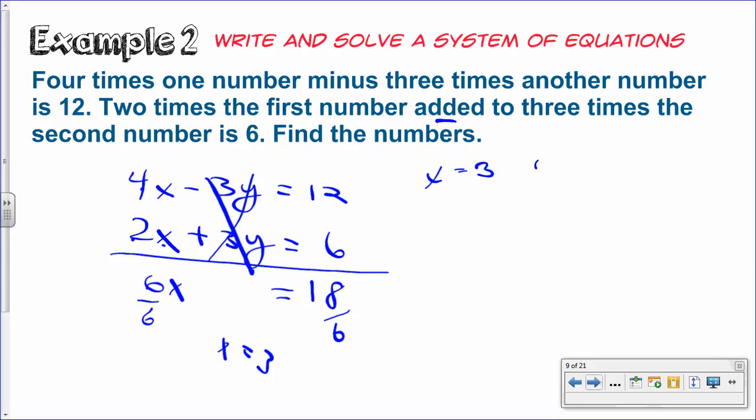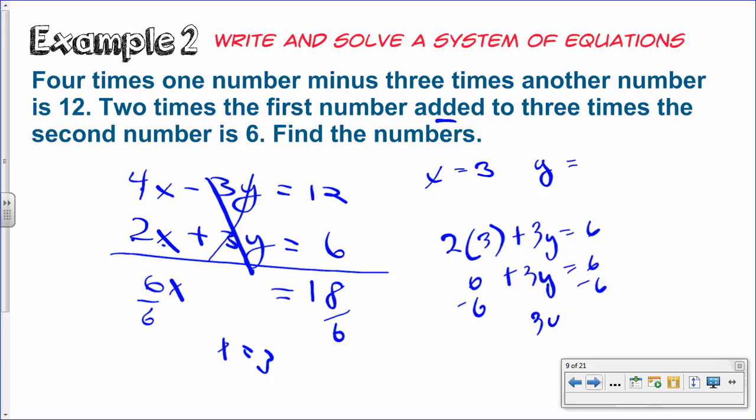We need to find the other number, which is going to be what? Which one do you want to use? Second one? Okay, so 2 times 3 plus 3y equals 6. 6 plus 3y equals 6. Subtract 6. Y equals what?